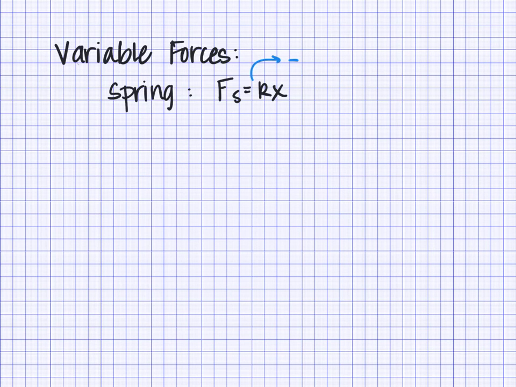So when the displacement is positive, the force needs to be negative, pushing or pulling it back to the equilibrium. If the displacement is negative, then the force would need to be positive, pointing it back towards the equilibrium. So that's why you see the negative sign in the equation sheet. What we did is study the magnitude of the spring force, and then we put the direction in our problems as we were drawing our free body diagrams.